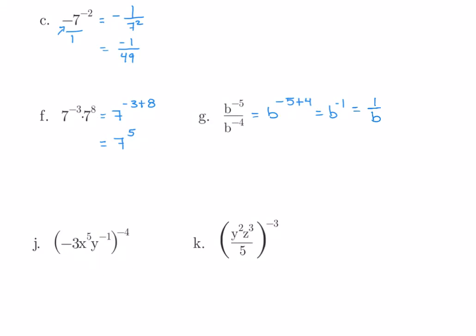Another thing that I can do, if you don't like working with negative numbers, is rewrite with positive exponents. So I'm going to move my b to the -4 to the top, move my b to the -5 to the bottom, and change the sign of my exponent. So I get b to the 4th over b to the 5th.